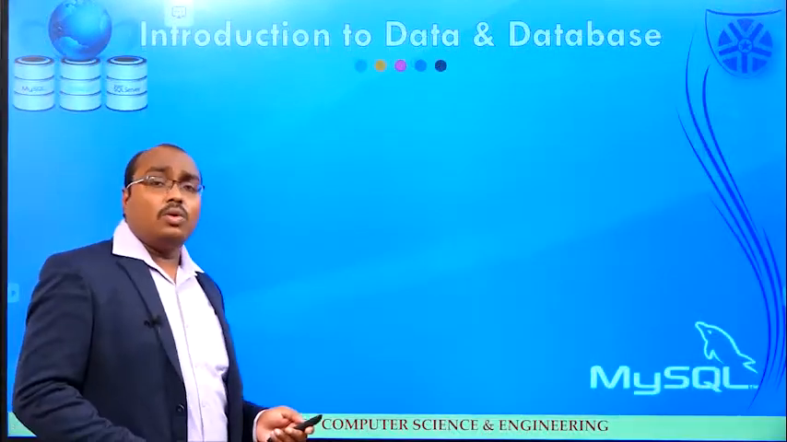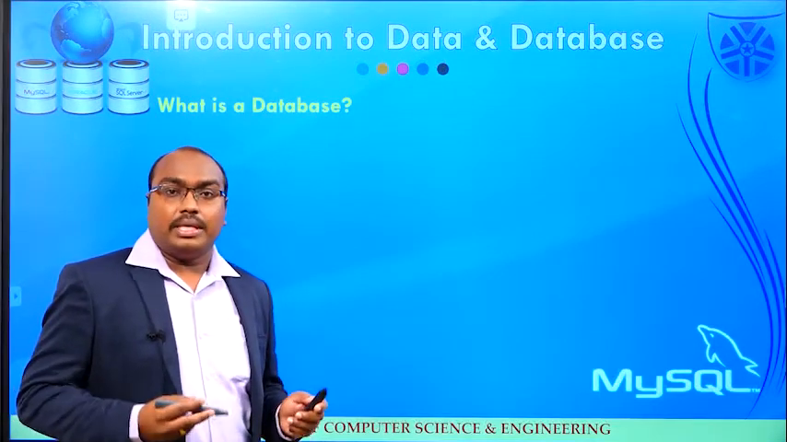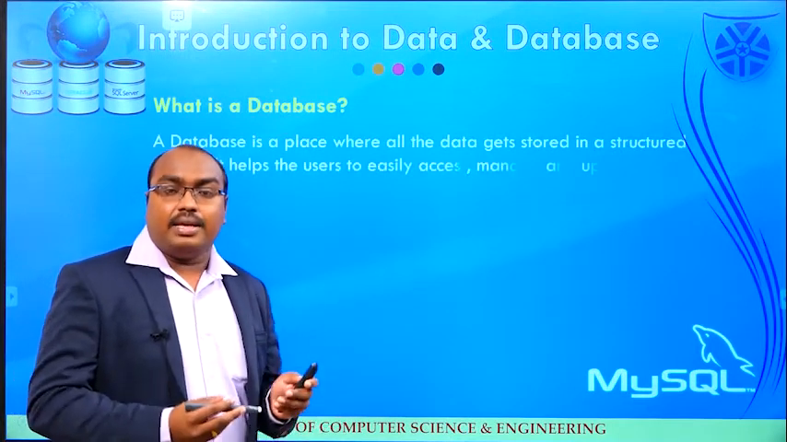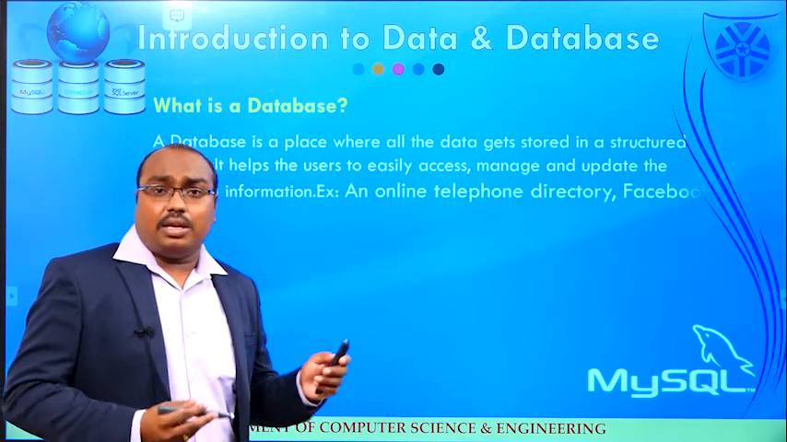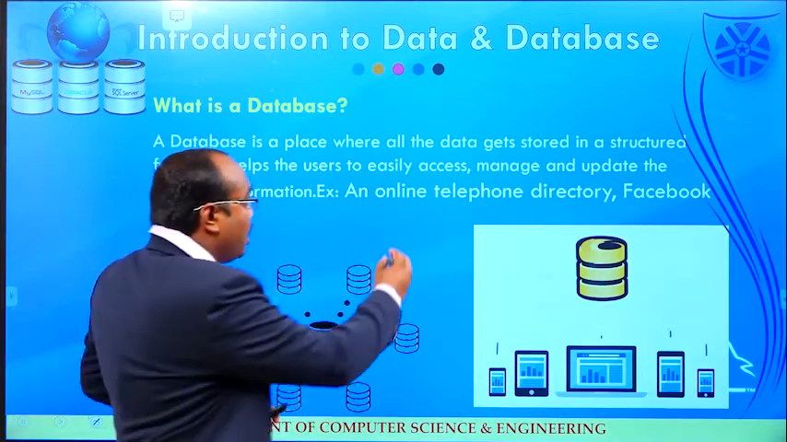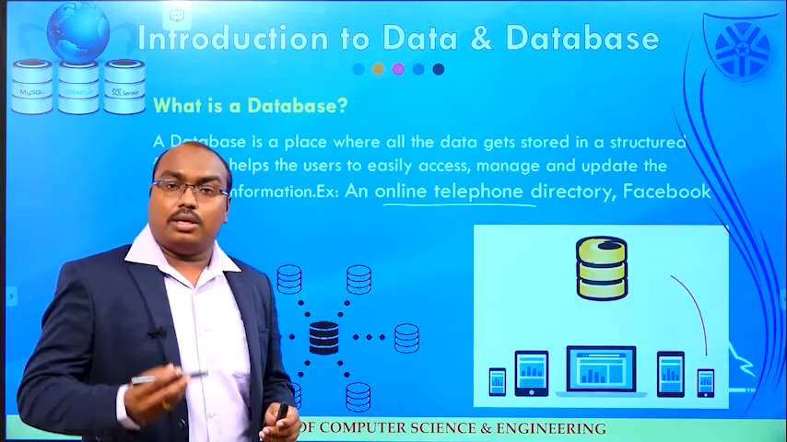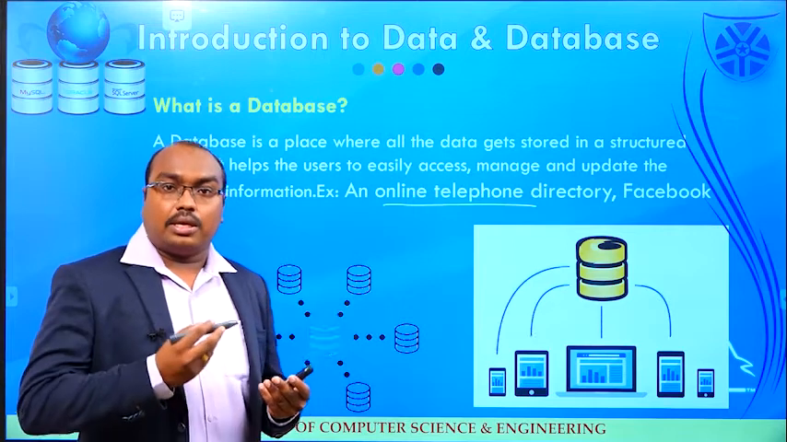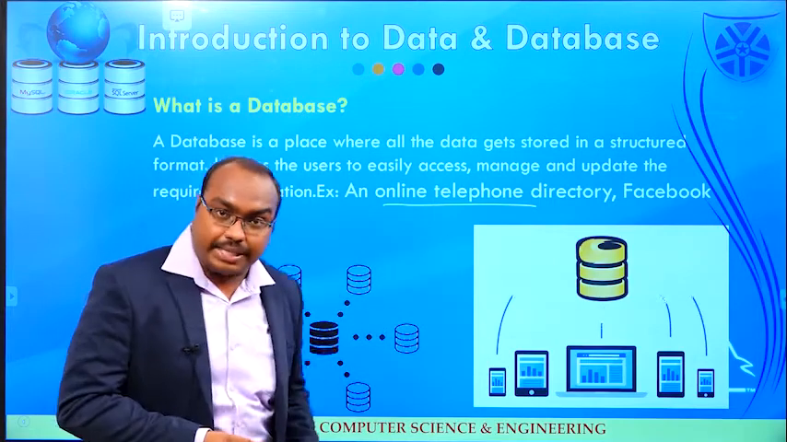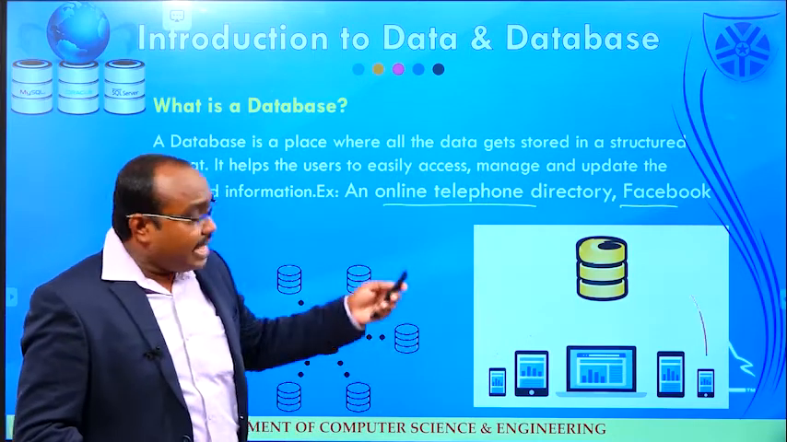And the next one, what is a database? A database is a collection of similar data types in a particular storage area. So a collection of similar data is called a database. There are different types of databases available in the market. For example, take a telephone directory. In an online telephone directory, we maintain telephone numbers, customer names, and addresses in the database. So this is the telephone directory. And the next example, Facebook. Facebook is another example of a database.